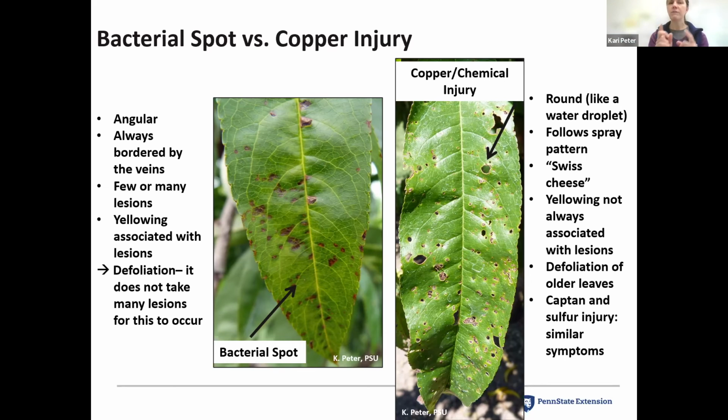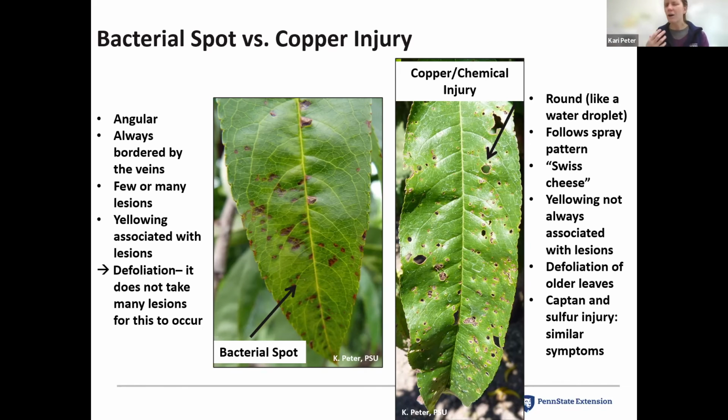Okay, that's in contrast to bacterial spot, where those leaves will always fall off once the disease progresses. The defoliation really will give the tree a beating. Where you'll see a lot of holes is on the oldest leaves of the tree branch, which is not the case with bacterial spot. You can see them on any age of the leaves. So in the case of copper injury, you'll see them on the older leaves. Captan and sulfur injury will appear similar, okay?